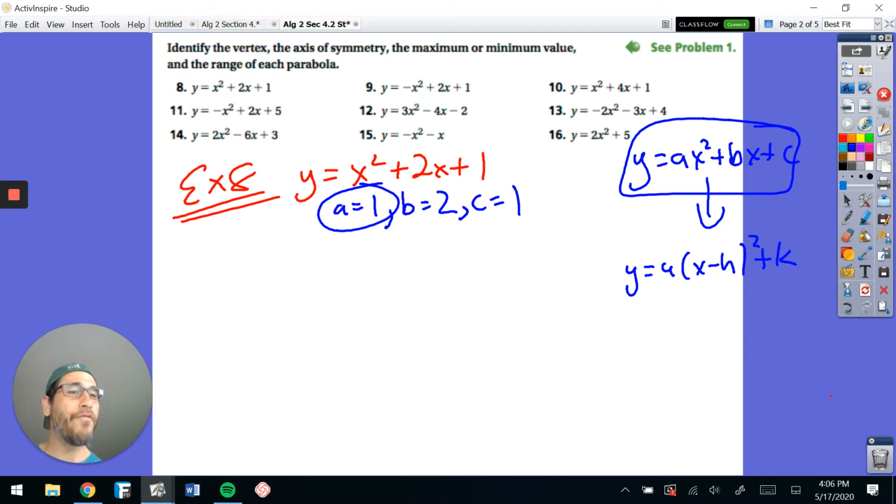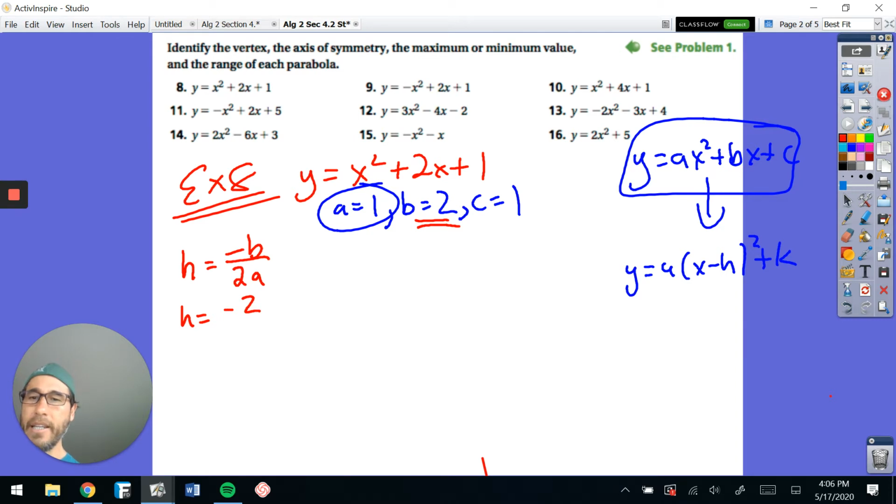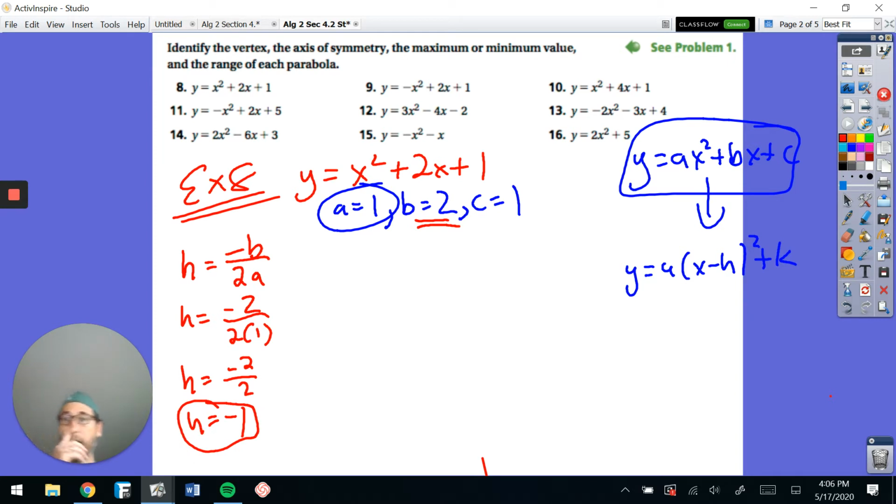All right, we have some formulas to help us out to do this, okay? The way we find H is equal to the opposite of B over 2A. That's it. Well, what the heck is the opposite of B over 2A? Well, let's find out. What's the opposite of B? Well, B is positive 2, so the opposite of that is negative 2. What is A? A is 1. And then you just do math. That would be negative 2 over 2 times 1, which is 2, and H would be negative 1. So that part is done already.